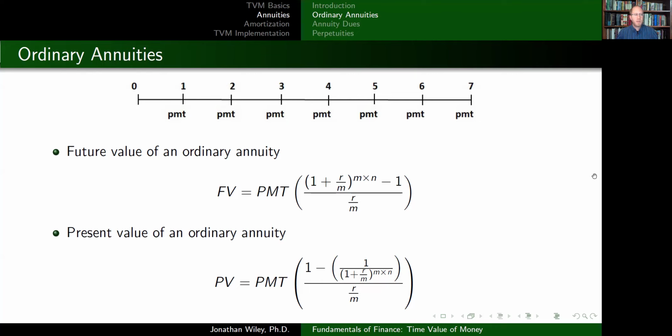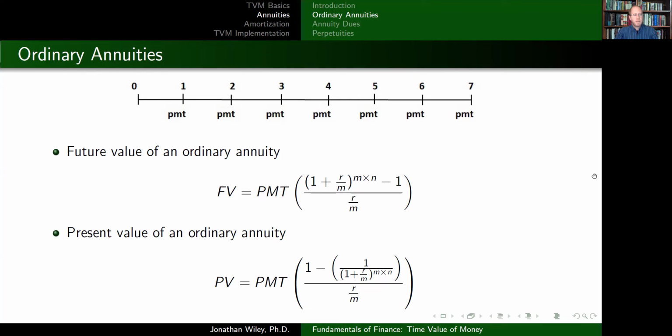If a couple of these payments were missing in the middle, let's say payment 4 was not there, and I just had payments in years 1 through 3 and then 5 through 7, then the entirety of this would not qualify as an ordinary annuity. I could look at the first 3 payments as an annuity in that case, but I couldn't view the entire time period as consisting of an ordinary annuity.